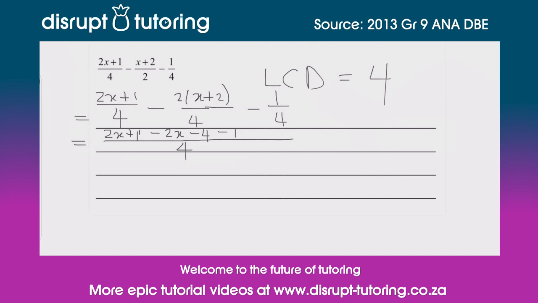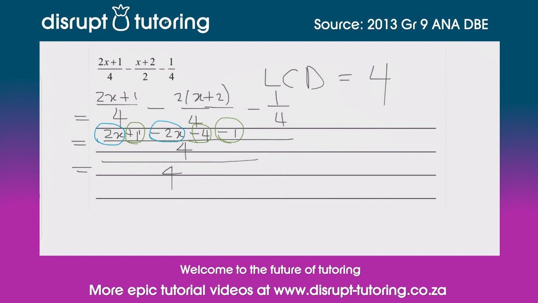So now we need to collect our like terms. I'm going to change my pen color to do that. I've got a 2x over here minus a 2x over there. And then I've got some constants. I've got a plus 1 over there. I've got a minus 4 and I've got a minus 1. Right, so now we can move on and we can simplify our like terms. So they're all going to be over 4.